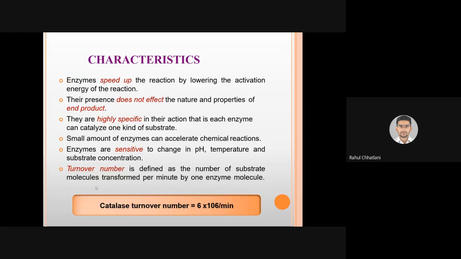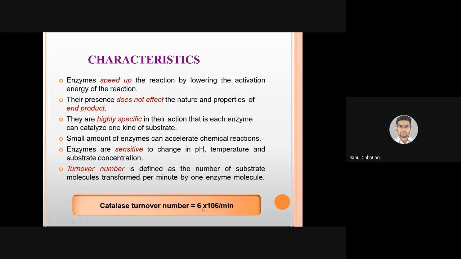see a bit in detail how pH changes, how far they can allow in temperature, and how much substrate there is, because enzyme activity will vary on that. Turnover number is nothing but the number of substrate molecules transformed per minute by one enzyme molecule. So whenever an enzyme joins a substrate, how many substrates it can change per unit of time, per minute, that ability is termed as turnover number.